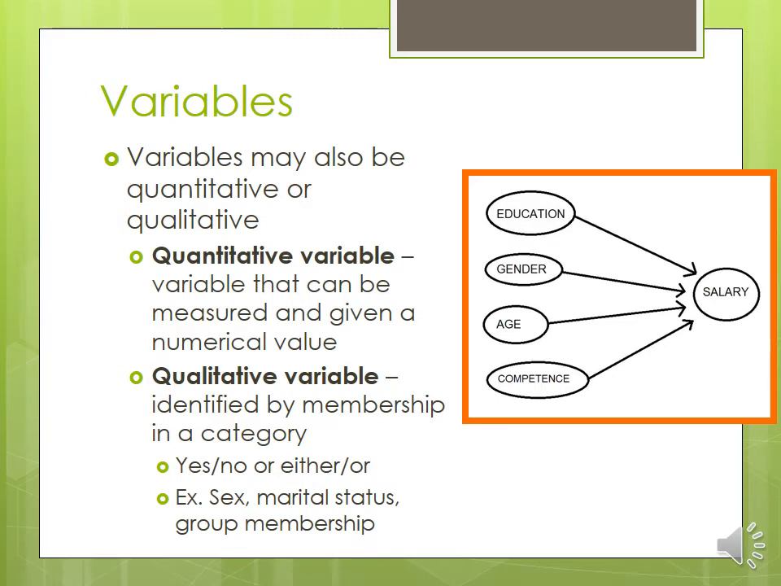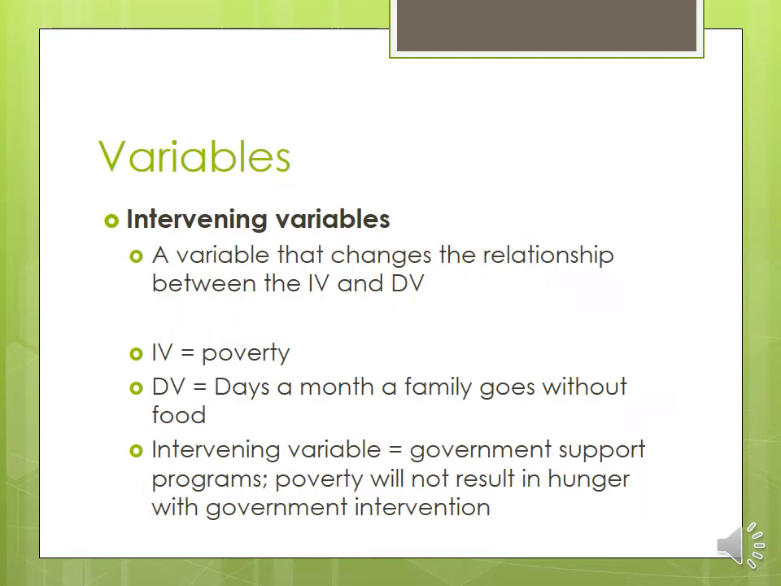Other things that we would look at. Variables may also be quantitative or qualitative. Think quality and quantity. Quantitative variables can be given a numerical value, 1, 2, 3, 4, 5, whatever it might be. While qualitative variables, well, you can't give them a number. I can't give you a number for marital status. So here we're not necessarily looking at what can be numerically gathered, but we're looking at the quality of the response, the identity of a membership in a category.